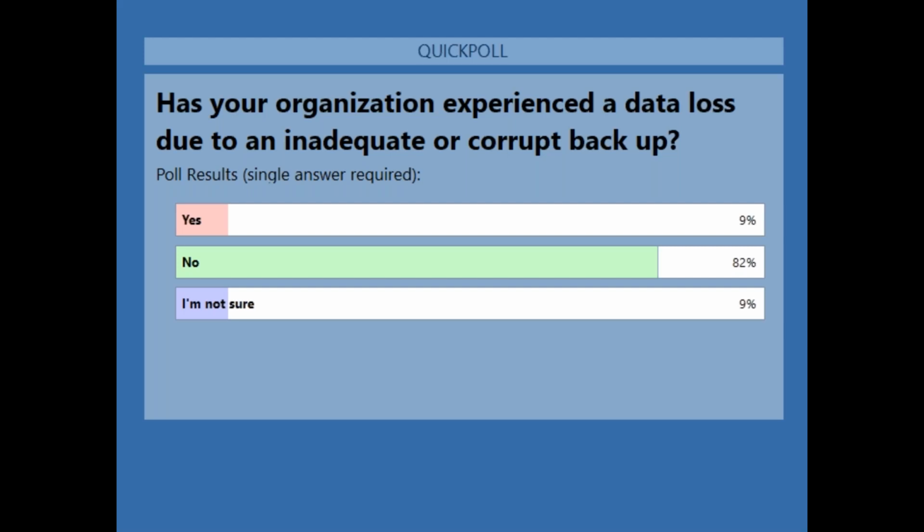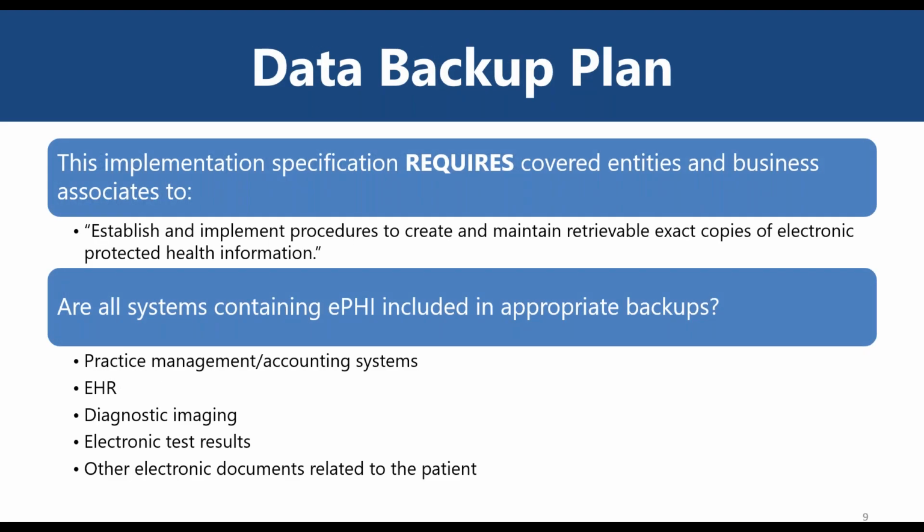So let's go ahead and talk about that, the data backup plan. So this implementation specification is required. As Chad was talking about earlier, there are some that are addressable and some that are required. This one is absolutely required. And basically, the implementation specification is that you must establish and implement procedures to create and maintain retrievable exact copies of EPHI. So as we talk about a data backup plan, there are things to consider. And Chad, do you want to talk about those just a little bit?